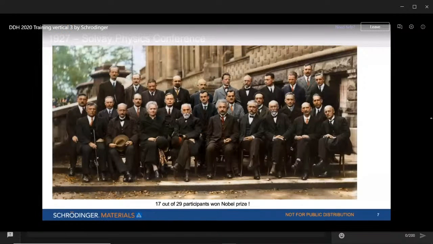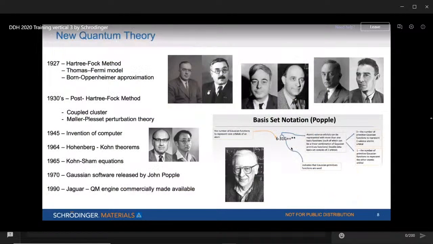This is the conference which happened in 1927, the start of the new quantum mechanical era. In this picture, there are 29 people, out of which 17 are Nobel laureates. And this guy right here is Schrodinger, the father of the new quantum mechanical theory. So in 1927, people came up with theories that can be used to solve the quantum mechanical equations, or Schrodinger's equation, for many-body systems.